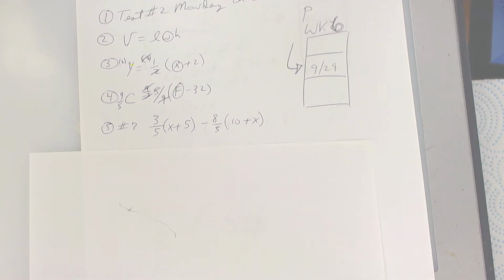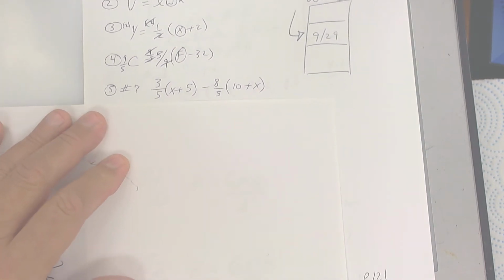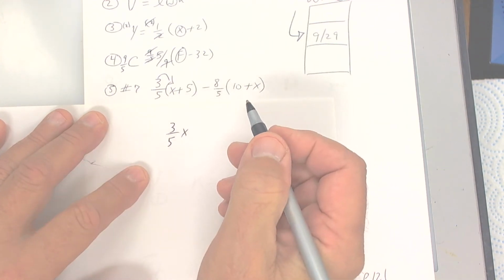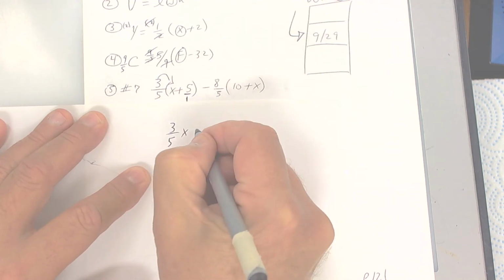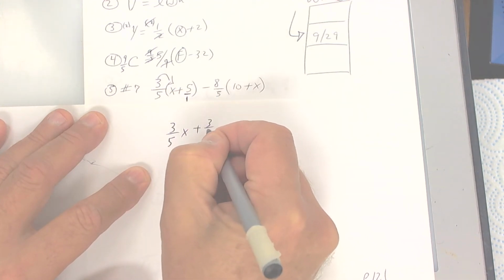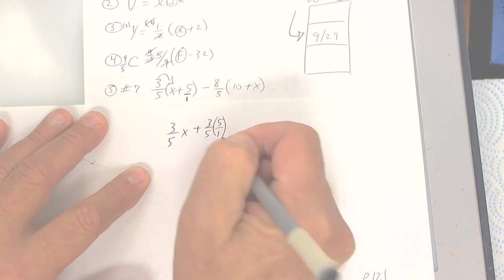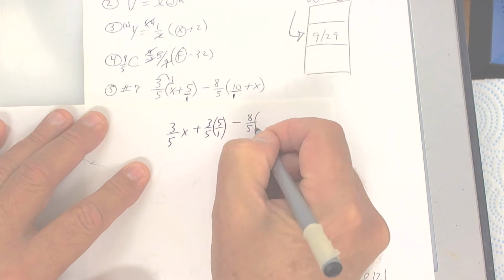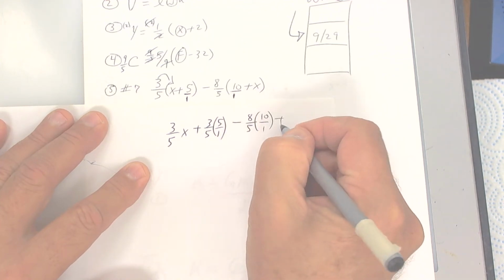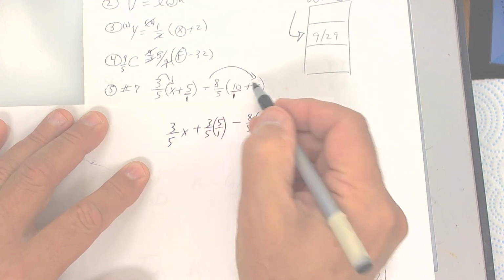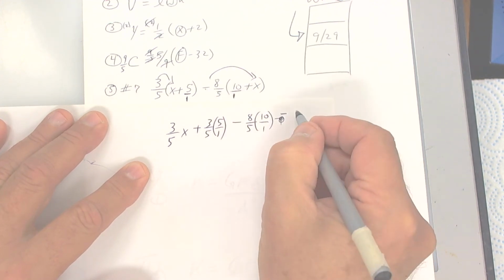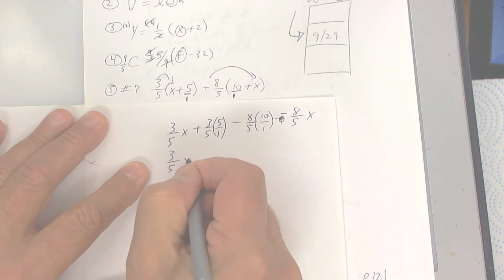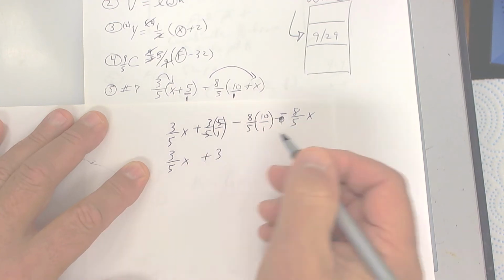This one right here is number 7, and some of you asked for this one, so watch again, okay? 3 over 5 times x is going to stay like that. Put a 1 under here. So it's going to be plus 3 over 5 times 5 over 1, and we'll figure that out in a minute, minus, put a 1 under here, 8 over 5 times 10 over 1. Actually, it's going to be a negative times a positive, so that should be a negative 8 over 5x, and then you reduce. So you're going to get 3 over 5x here, the 5's cancel, so you're left with plus 3.